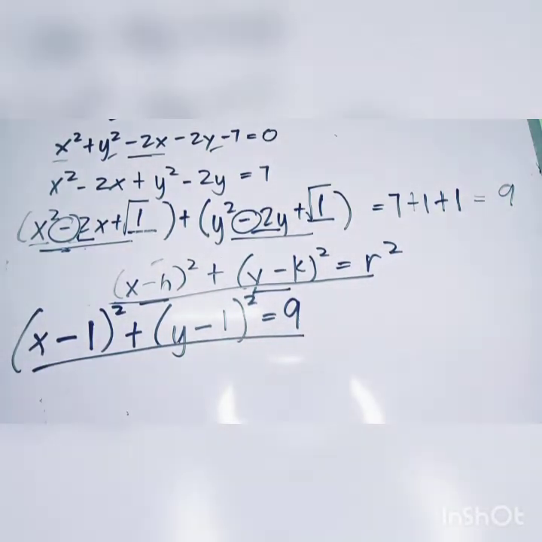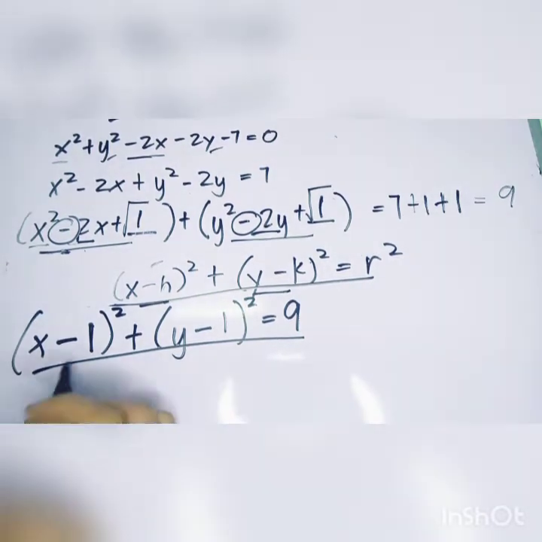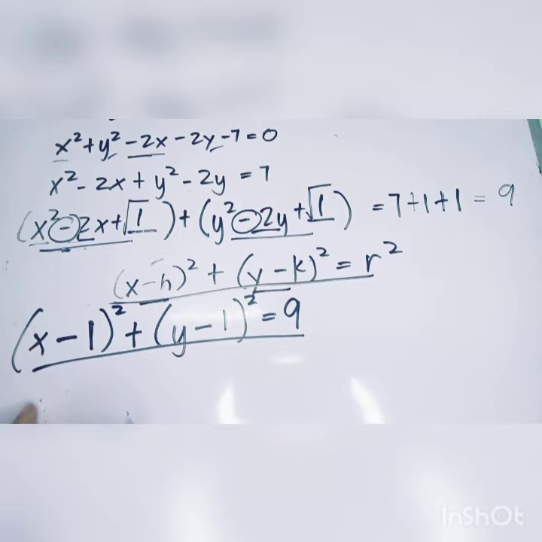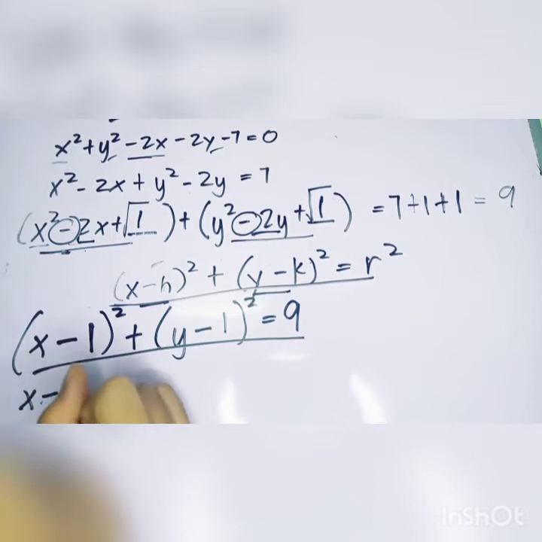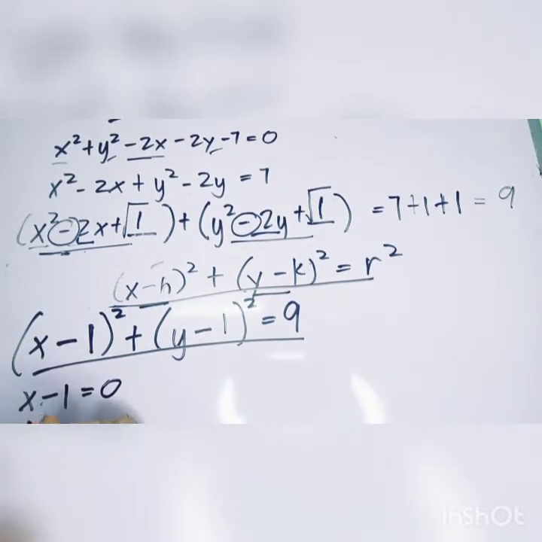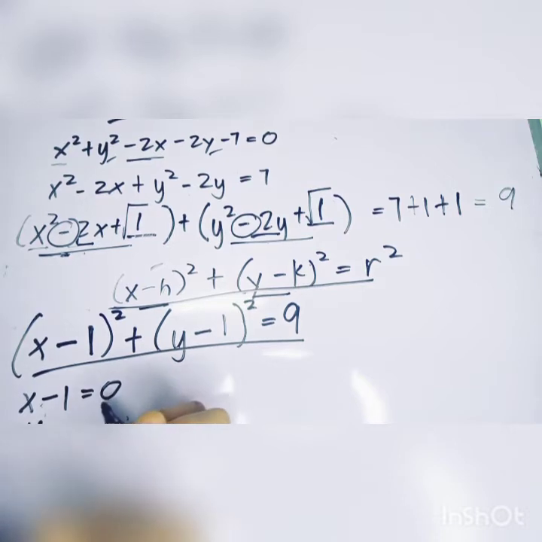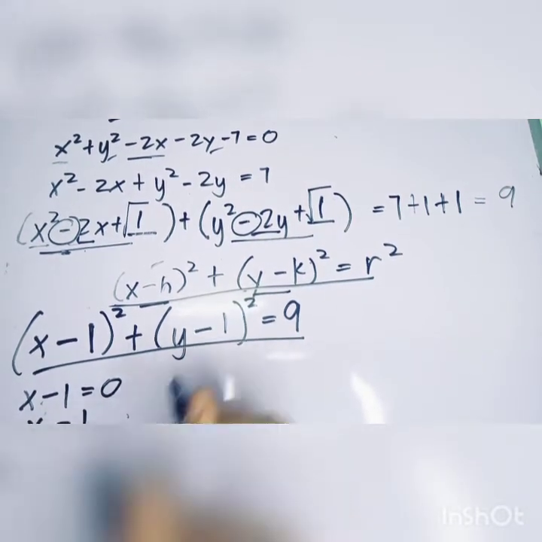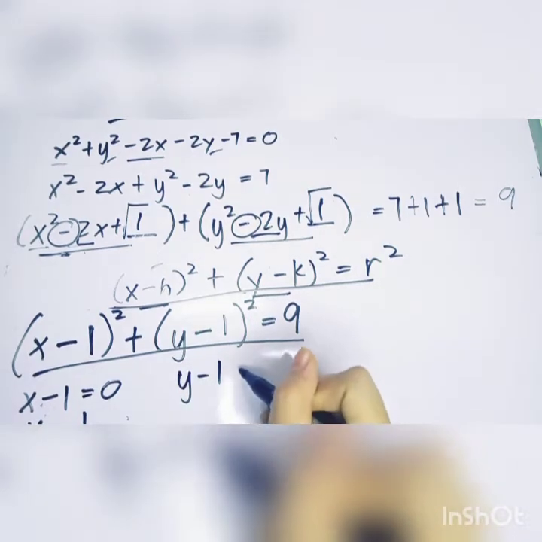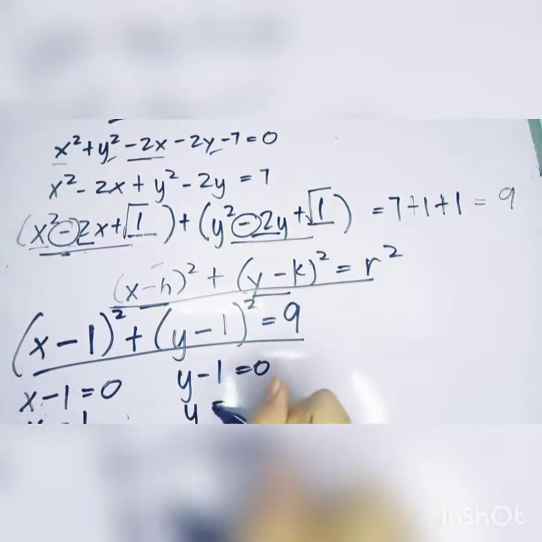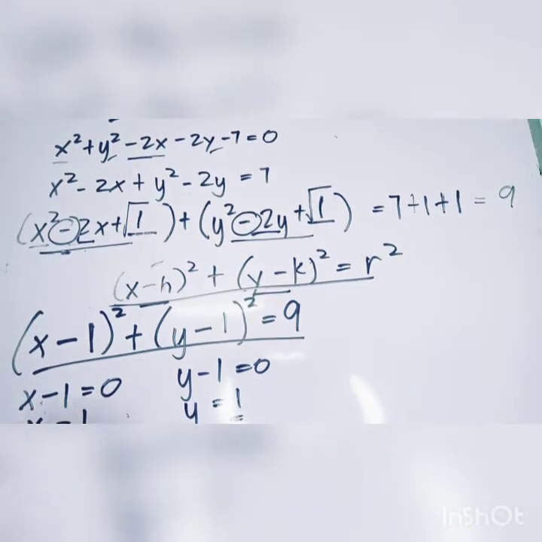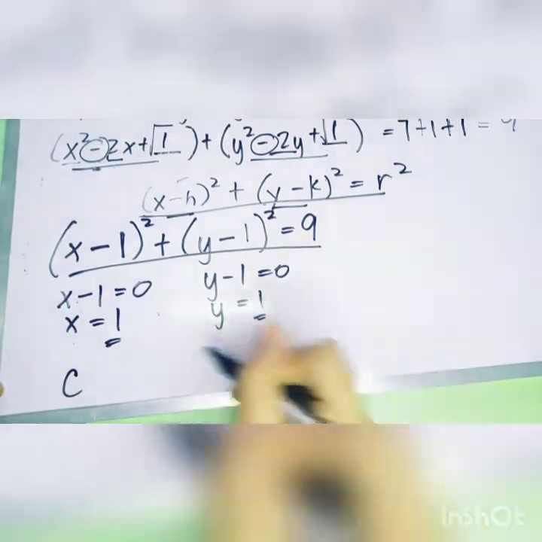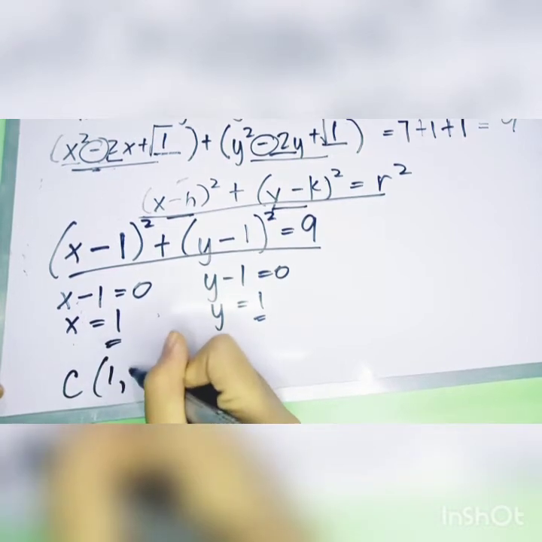Okay, after you have formed the general form to standard form, next we have to get the center. Okay, to get the center, just simply equate the expression into 0. So, here in the x, we have x minus 1 is equal to 0. Okay, equate it to 0. So, transpose the negative 1 into the right side of the equal sign. So, we'll have positive 1. Okay, for the y naman, we have y minus 1 is equal to 0. And then transpose, making y is equal to positive 1. Therefore, your center will be positive 1 and positive 1.